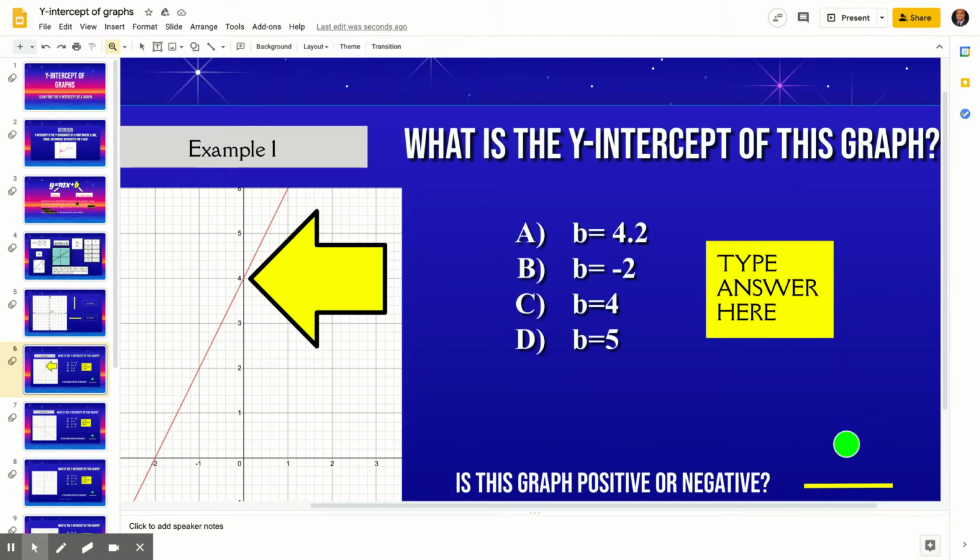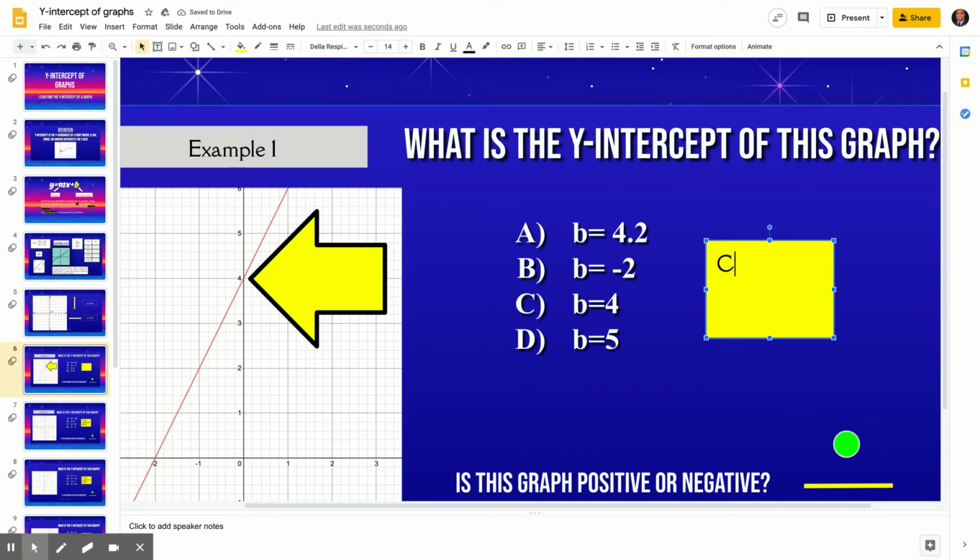Option A says b equals 4.2. Remember that lowercase b is the y-intercept. Option B says lowercase b equals -2. Option C says lowercase b equals 4. And option D says lowercase b equals 5. I feel like I'm ready to answer, so I'm going to select option C and type the answer here.